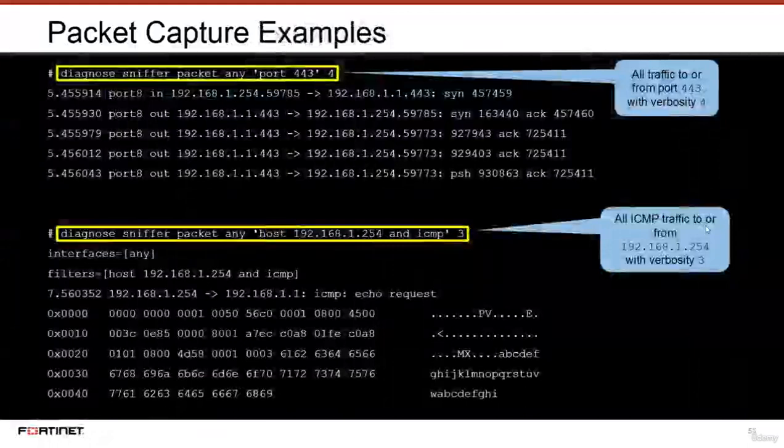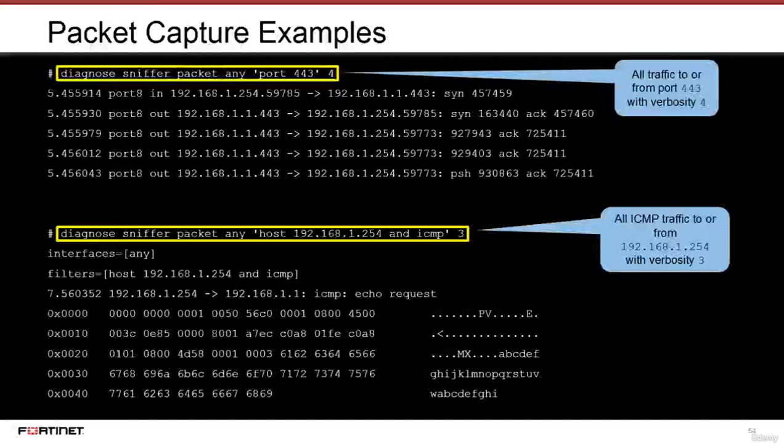Packet capture examples. This slide shows 2 examples of packet capture output. The first example captures all traffic to and from port 443. It uses verbosity 4, so the information is easy to read. It displays 1 line per packet containing the incoming and outgoing interface, IP addresses, port numbers, and the type of packet. The second example captures all ICMP traffic coming from or going to the host 192.168.1.254. In this case, the verbosity is 3, which is longer and more difficult to read, as it includes the IP payload of the packet.